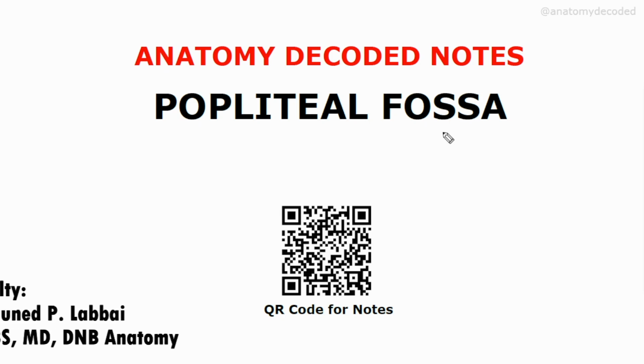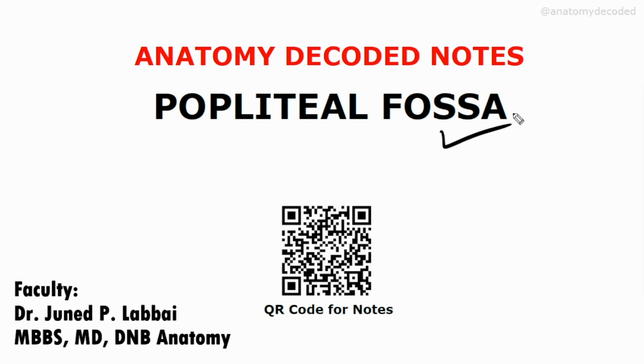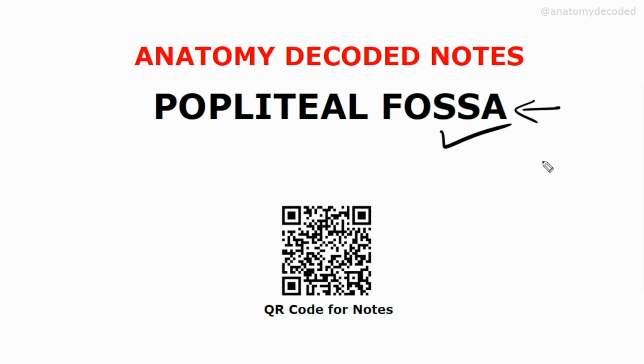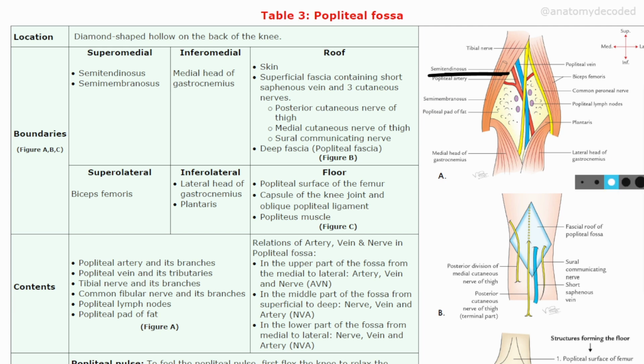Hello everyone. In this session, we'll continue with the next topic in lower limb anatomy, that is popliteal fossa. In the previous session, we had learnt about the gluteal region as well as back of the thigh. So this is the next topic to be learnt, and we'll cover it with the help of Anatomy Decoded notes. So let's start the topic.